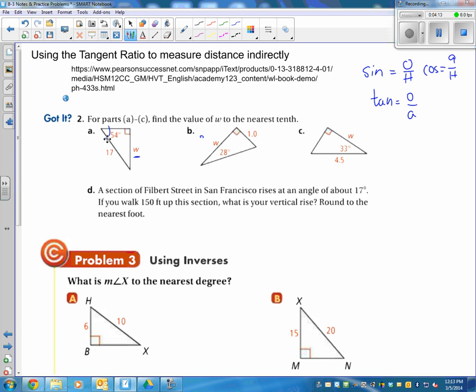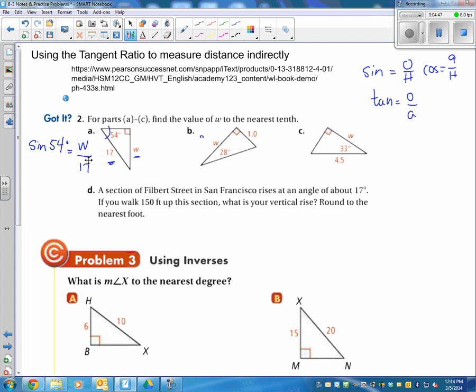From 54, we have the adjacent side, and we're looking for this opposite side. However, 17 is the hypotenuse. So instead of calling it the adjacent side, we call it the hypotenuse. Looking for opposite when given the hypotenuse, our best choice is to use the sine. So we'll say the sine of 54 degrees is equal to opposite, which is W, over hypotenuse, which is 17.